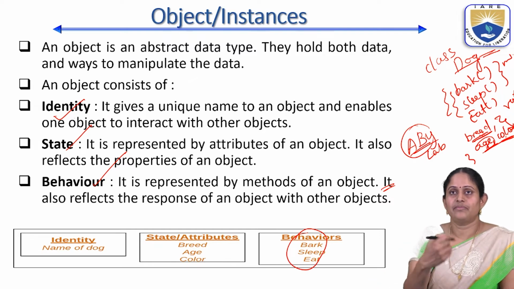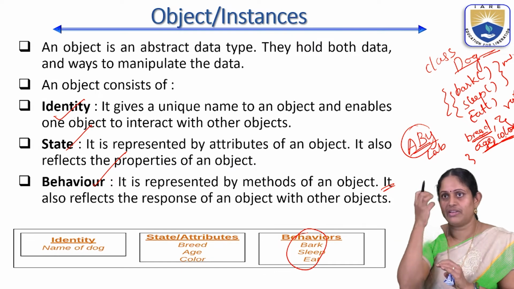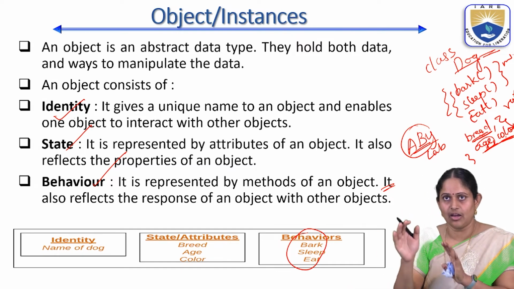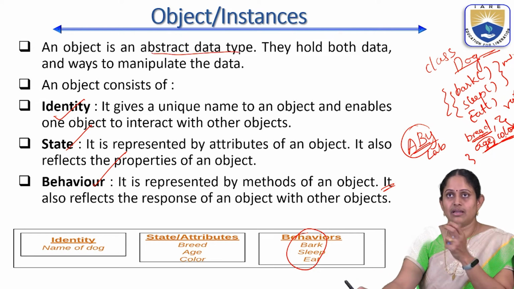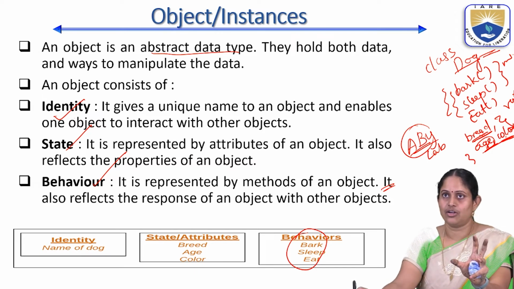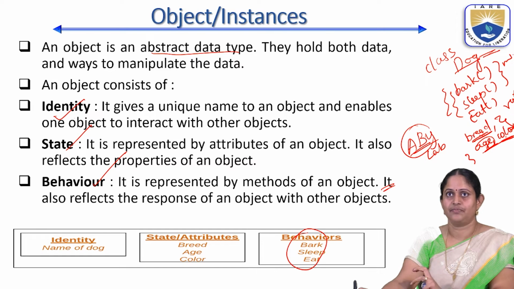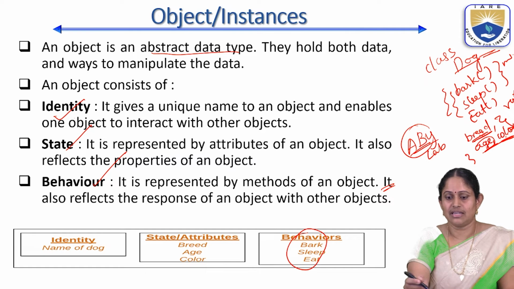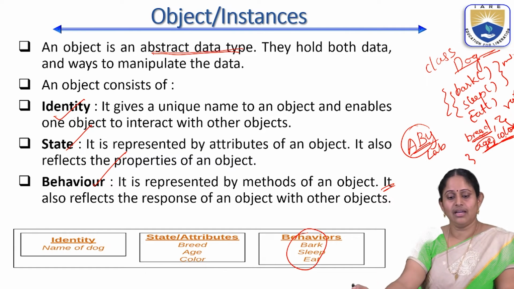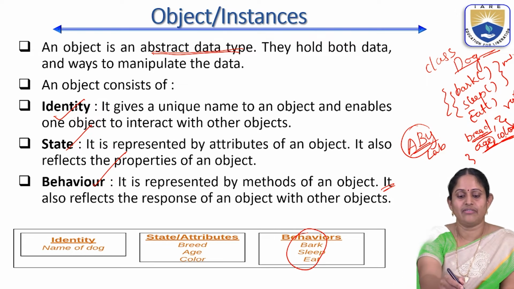So from a class we define an object, and this object is an abstract data type. If you consider the object Abby, you will understand that it is a dog and it can do all these operations, but you are unaware of how they are being done. That is why it is called an abstract data type, and these objects will have these three features: the identity of the object, the state, and the behavior.